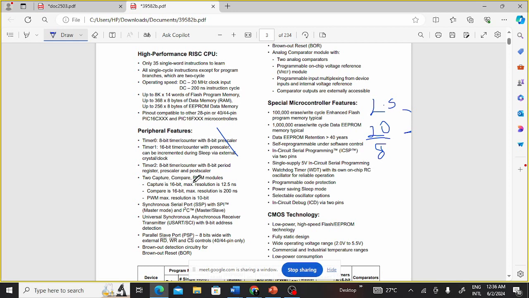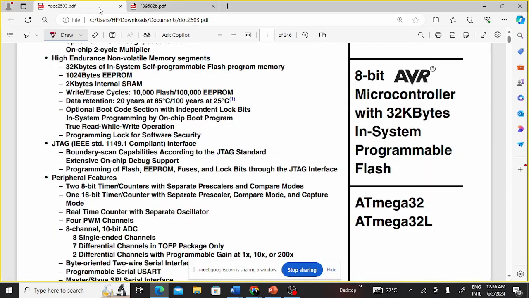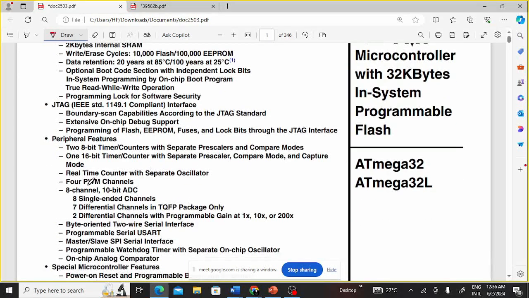Two capture compare PWM modules. This capture compare can work in 16-bit, and PWM has a maximum resolution of 10-bit. I guess the ATmega does not have PWM out. Okay, it has 4 PWM channels. That's fine. So they are also on the same level here.